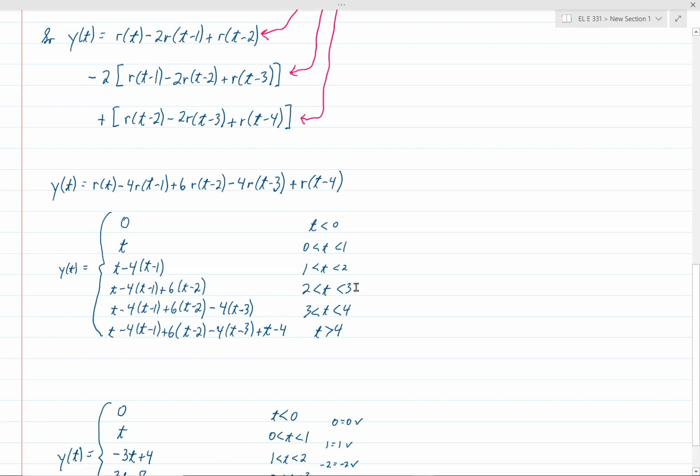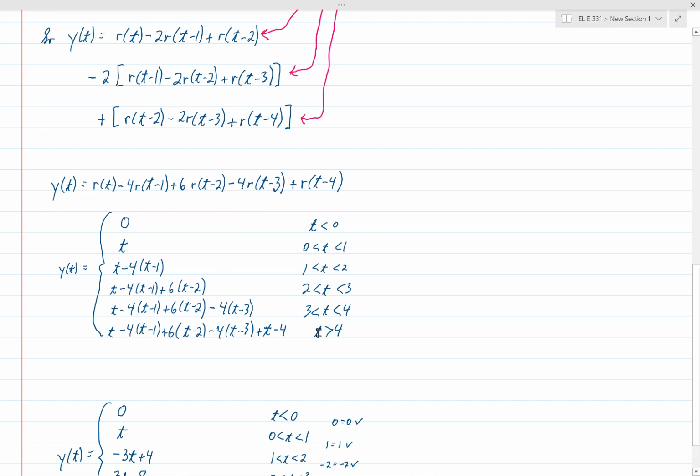So right now we're between 2 and 3, so we bring down this. We have r of t is t minus 4 times r of t minus 1 becomes minus 4 times t minus 1, and then we have the 6, r of t minus 2 becomes 6 times t minus 2, but we don't bring down anything else. And then as t continues past 3, it gets between 3 and 4. Then all 4 of these first terms will turn on, but not the last one. So r of t again is t minus 4 times t minus 1 plus 6 times t minus 2 minus 4 times t minus 3.